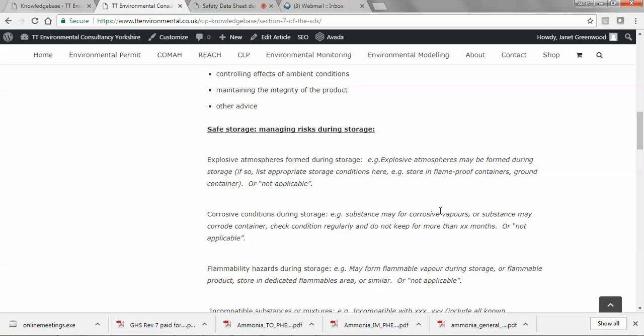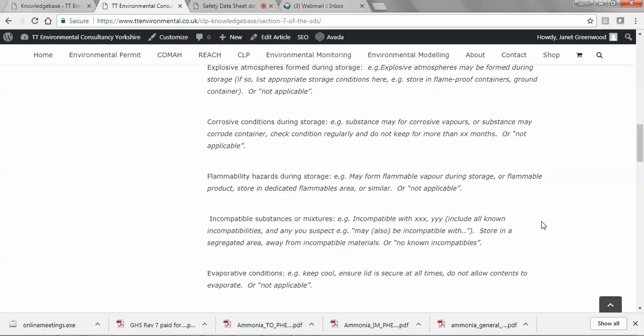Explosive atmospheres. If explosive atmospheres can be formed during storage, then you should be speaking to an expert about this. You've probably got a DSEAR assessment which will have been done either by your health and safety person or by an external consultant. Talk to the person who has done your DSEAR assessment. Corrosive conditions during storage. There may be corrosive vapours, the substance may corrode the container, a whole load of information like that. Flammability hazards. You may have flammable vapour during storage, or it may be a flammable product.